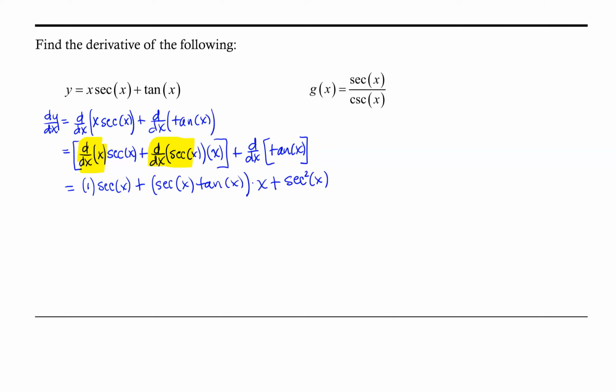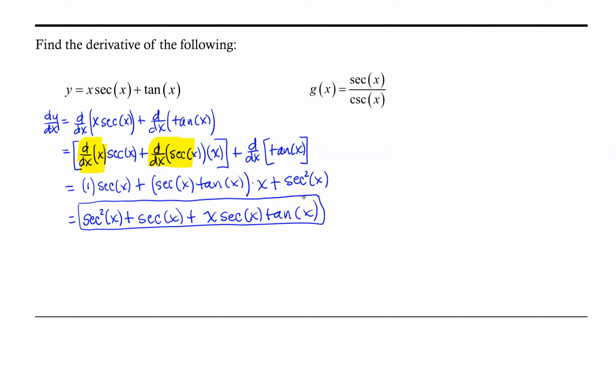Now, it doesn't appear there's a whole lot of simplification that can be done here. I would probably write this as secant squared of x plus secant of x plus x times secant x times tangent x. While we could factor out a secant x, it's not entirely necessary. So there's our derivative of our function y.